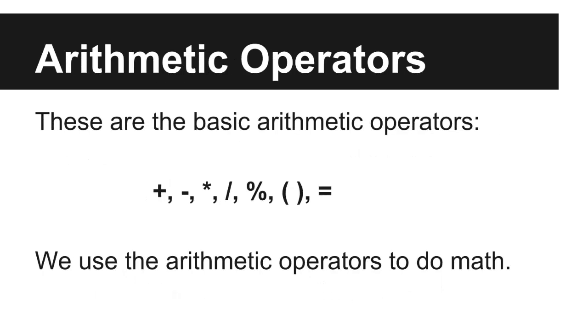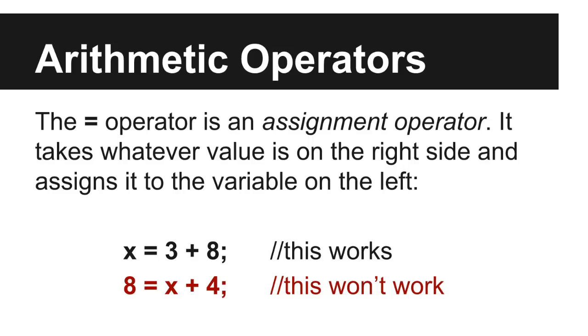Now with the arithmetic operators, most of these are going to look pretty familiar to you, and we use these guys to do math. We'll start with the assignment operator, which is just an equals sign. It's a single equals sign. This becomes important later. It takes whatever is on the right side and assigns it or puts it into whatever's on the left. So with this very first one, x is equal to 3 plus 8, that's going to work. We're going to evaluate and resolve the 3 plus 8 to get 11, and then we take that 11 and we put that value into x, and that works just fine.